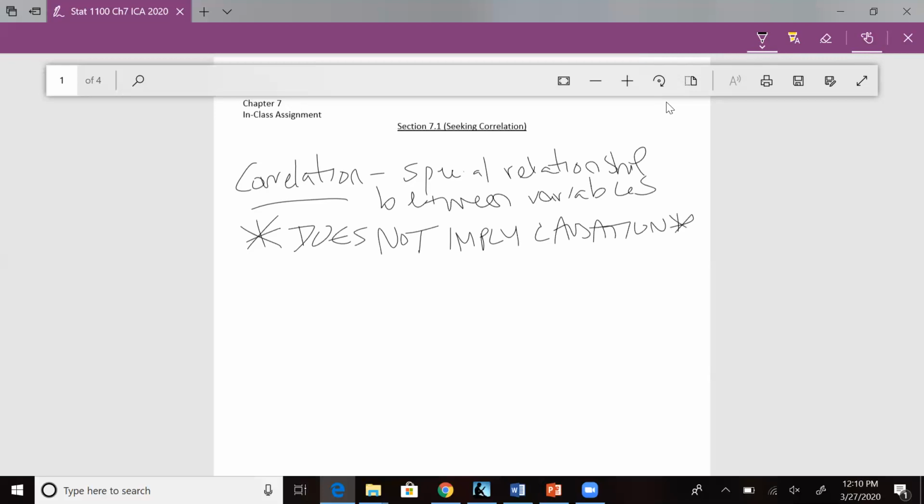Just because we can see a connection between two variables, it doesn't mean that one is causing the change in the other. There just is a relationship there. It's not a cause and effect relationship. When we're looking for correlation, the way that we graph that is with what is called a scatter plot.